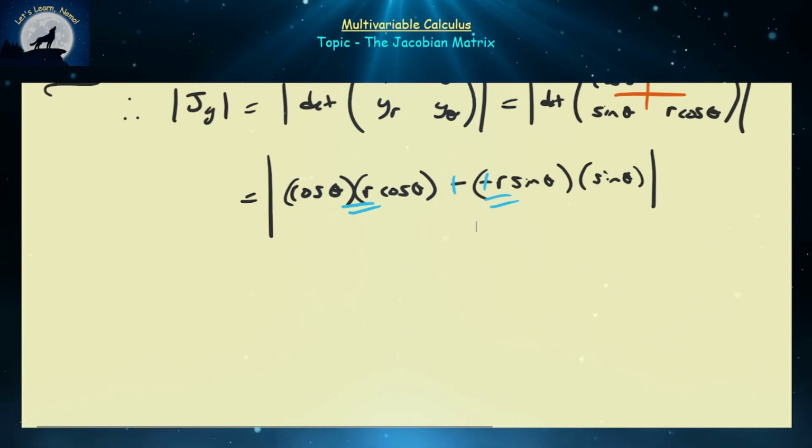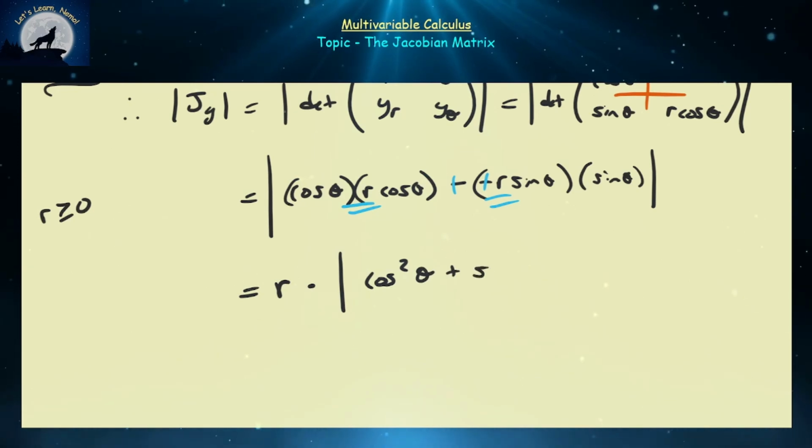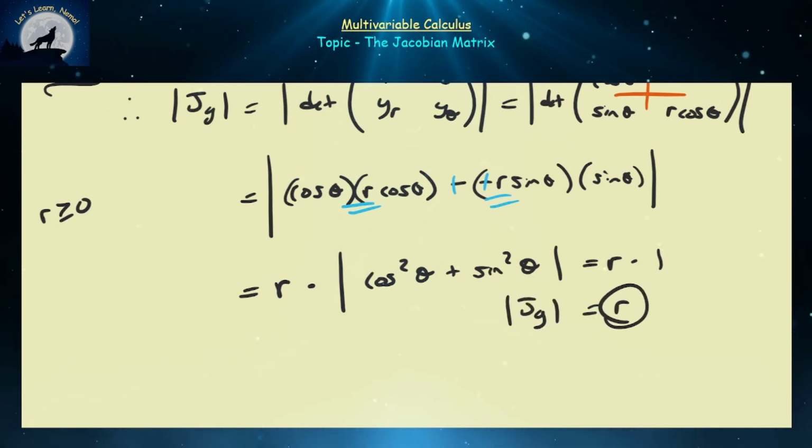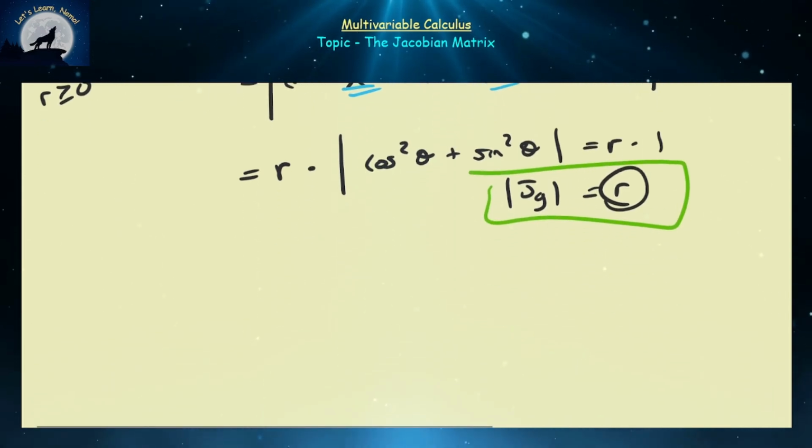Taking the absolute value of r, that's just going to be equal to r, but usually we assume that r is greater than or equal to 0 anyway. So we're just left with r times the absolute value of cosine squared theta plus sine squared theta, which we know is equal to 1. So the absolute value of the Jacobian of the transformation from Cartesian to polar is just equal to this factor r.